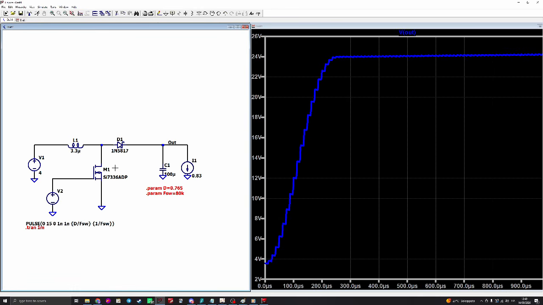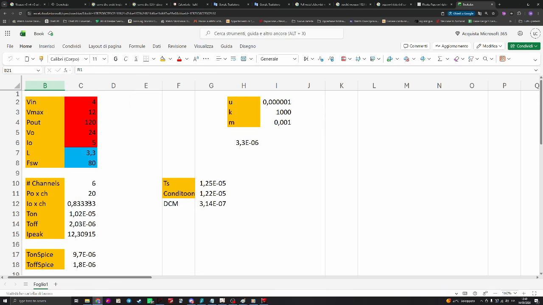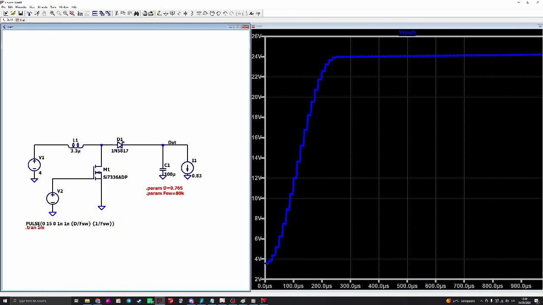Maybe in the next video I will start from this boost converter with this kind of calculation to also design the control, the analog control for boost DCM. A little bit of designing of a type 2 PI, and then we can see how it reacts on a step load. Okay? Thank you guys, and see you in the next video.